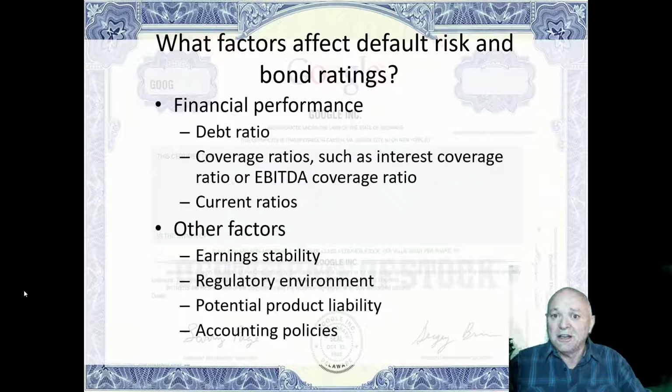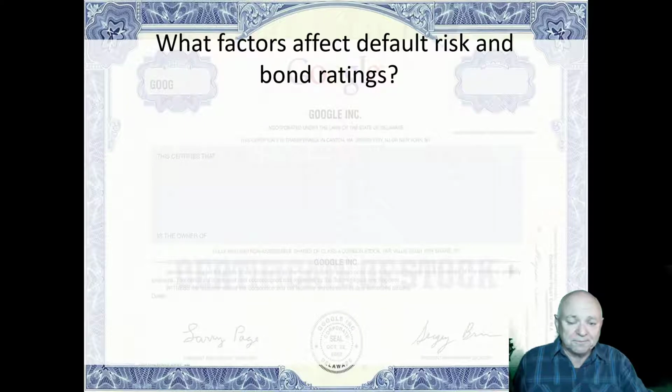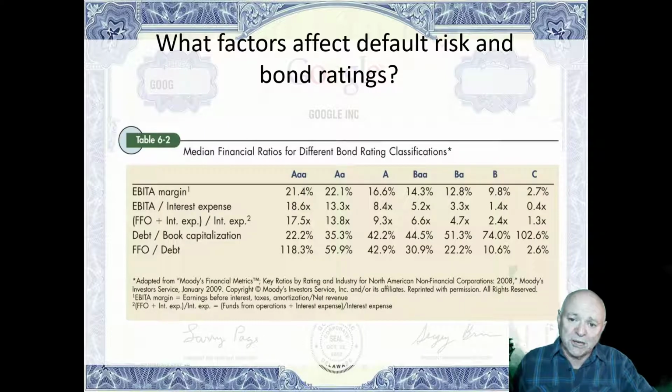If there's a particularly important source of product liability, a product failure perhaps, a large lawsuit that's looming, those kinds of things could also be a factor in the credit rating, and even the accounting policies of the company. If the company's financial accounts are considered to be highly credible, it's much more likely the company will have a high credit rating. You can see from this table, from our textbook, from Chapter 6, this comes from Moody's, and it's a general overview of how ratings factors might affect a company.